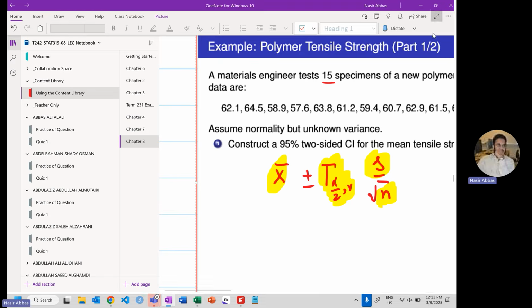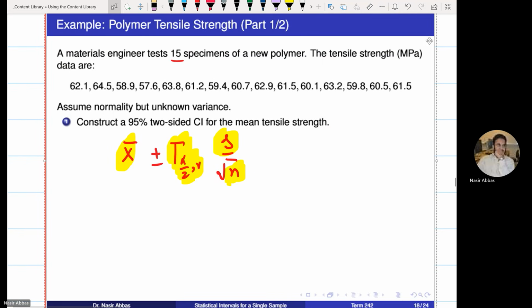So the mean is, we found it from the sample. The mean is 61.18, and the sample standard deviation is, was it 1.9072? Yes. Once we have the mean and the standard deviation, then we go to the T table to get the critical value.